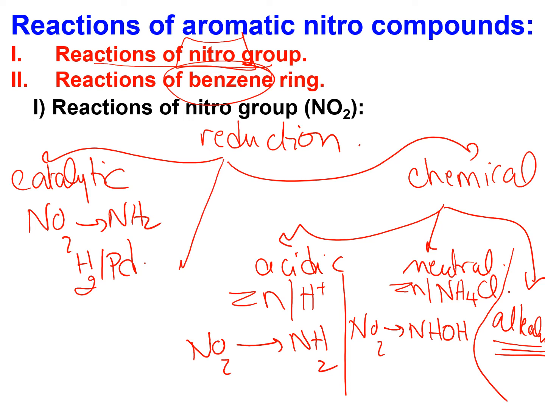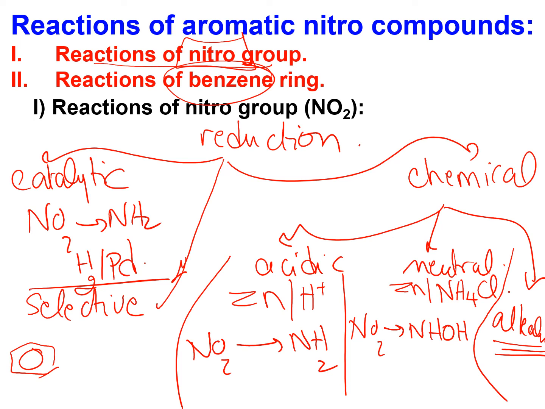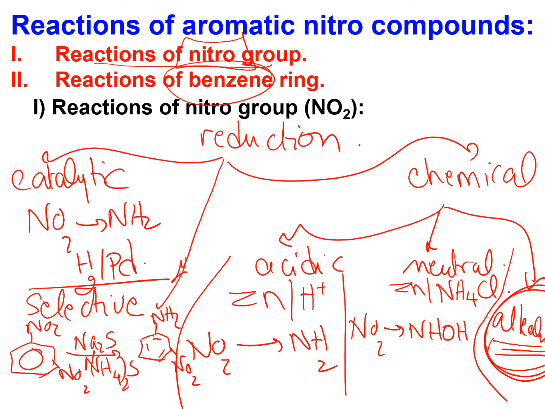We have one last type of reduction, which we call selective reduction. Selective reduction is reduction of one nitro in presence of the other. If you have two nitro groups and you want to reduce only one and leave the other, you use a selective reducing agent like sodium sulfide or ammonium sulfide. And the product is that you reduce one nitro, leaving the other nitro group unreduced. These are the reduction methods that can be used for the reduction of nitro group. We have only the alkaline that we're going to discuss now.